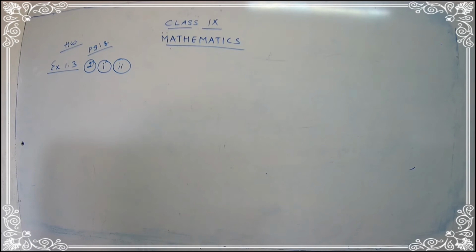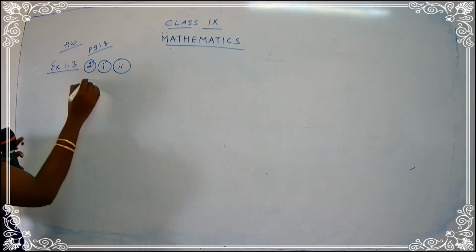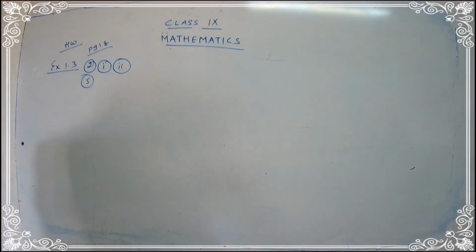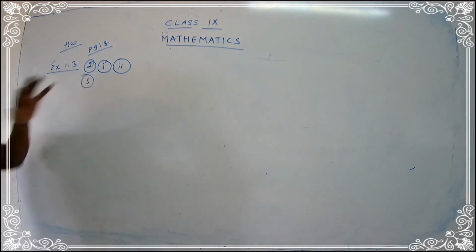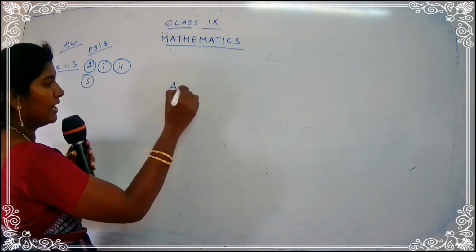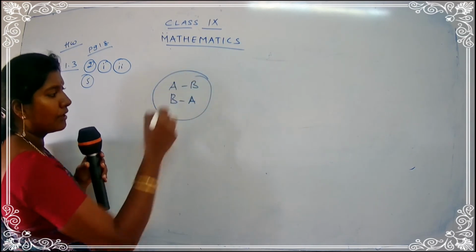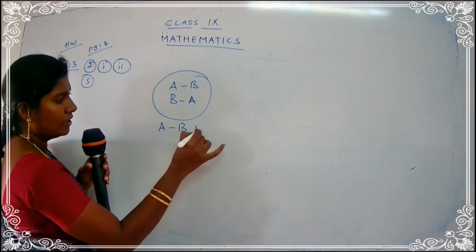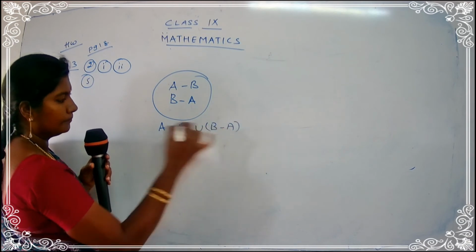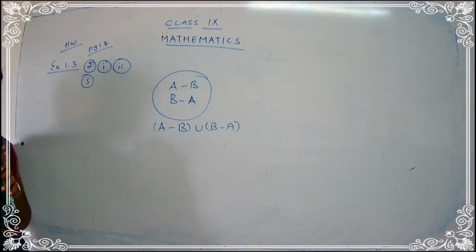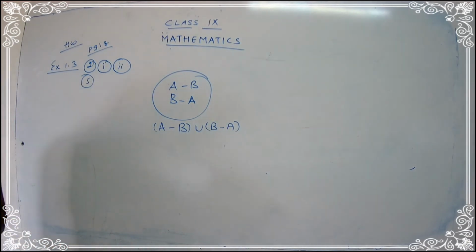You have to do question number 5. Question number 5, find the symmetric difference. For finding the symmetric difference, you have to find 3 things. First, you have to find A minus B. Then you have to find B minus A. Then you have to write down together A minus B union B minus A. Clear? So you have to follow this sum also.